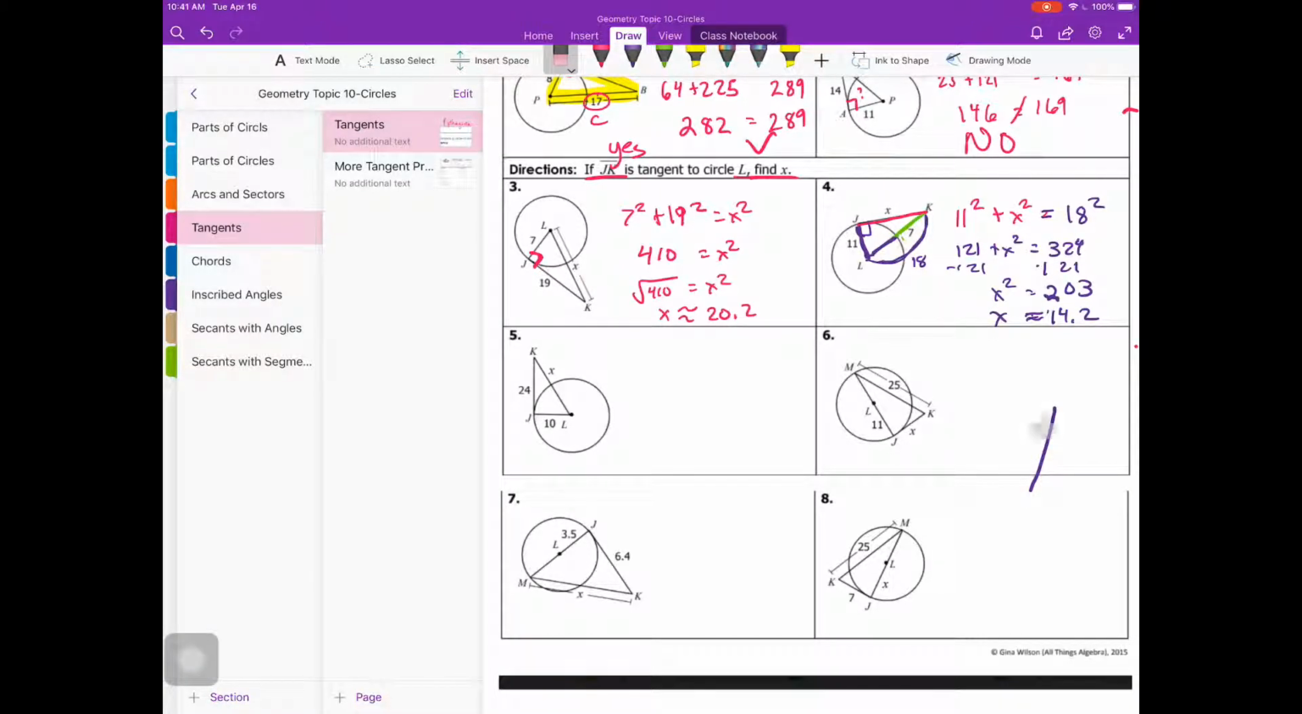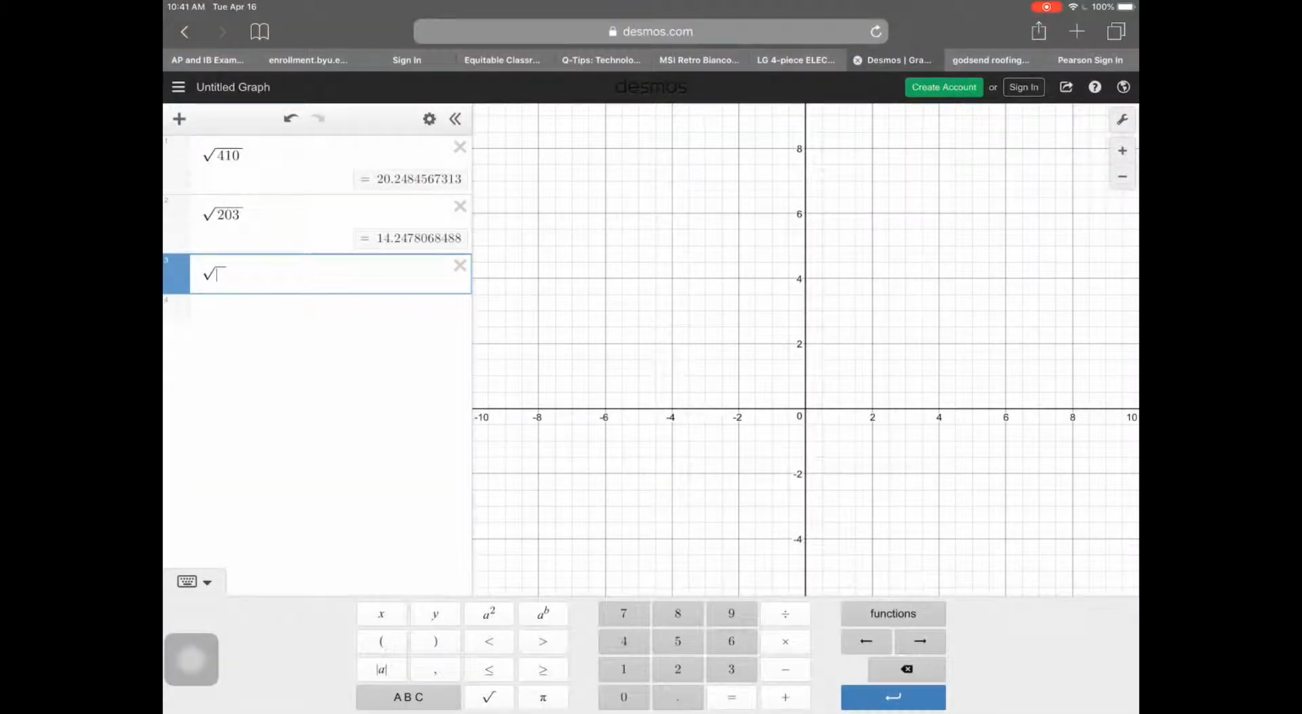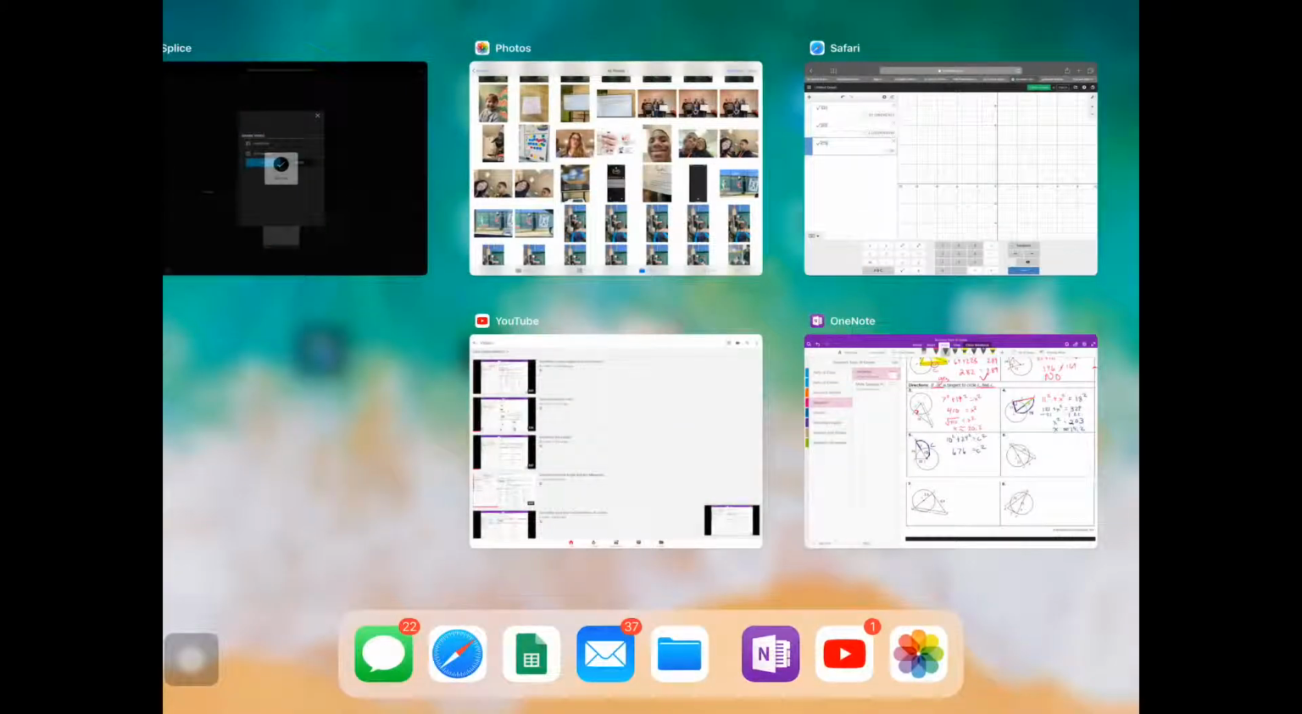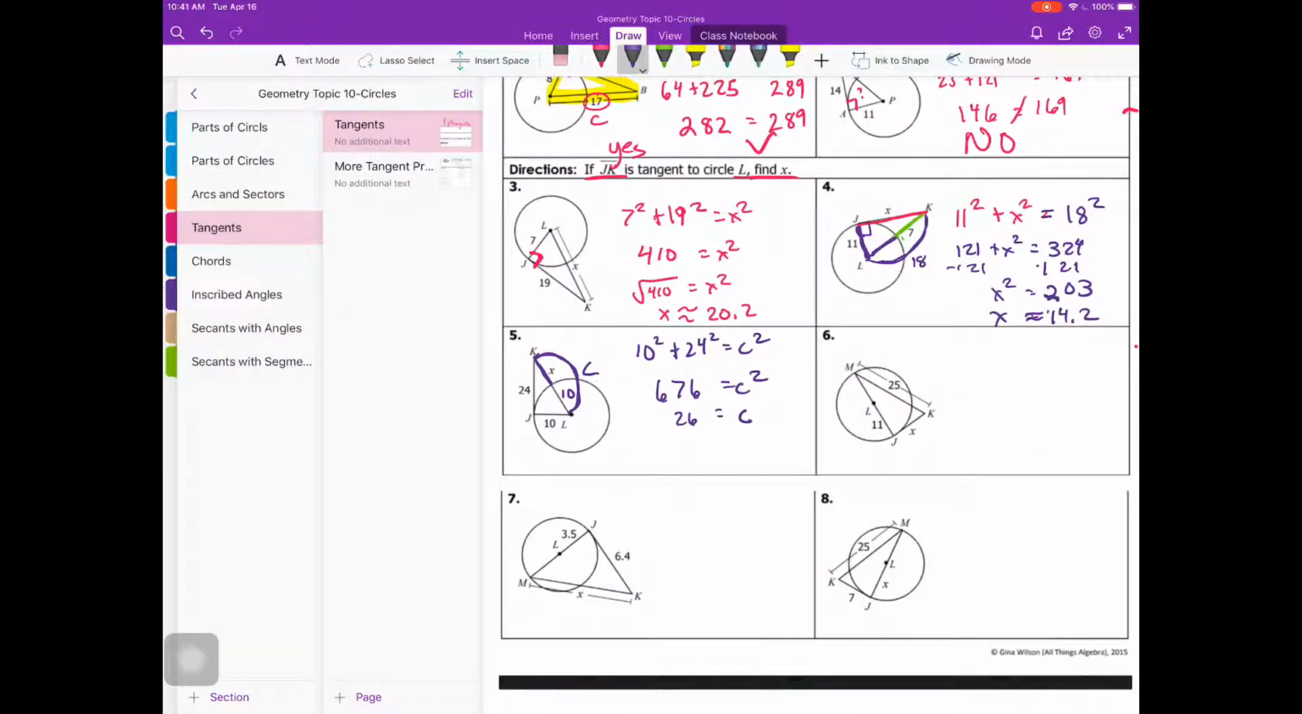All right, now for question number 5, they only want this part, and we know that this part is 10. So I'm just going to call this whole thing right here, my hypotenuse, C for now. So I'm going to get 10 squared plus 24 squared equals C squared. We get 676 equals C squared. And then if we do the square root of 676, we get 26. So C is 26. But remember, we need X. So X is 26 minus 10, or 16.